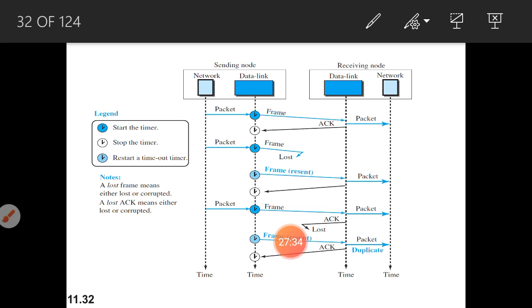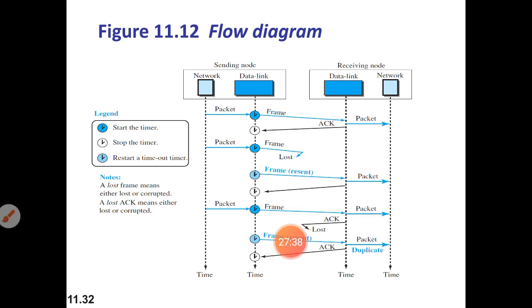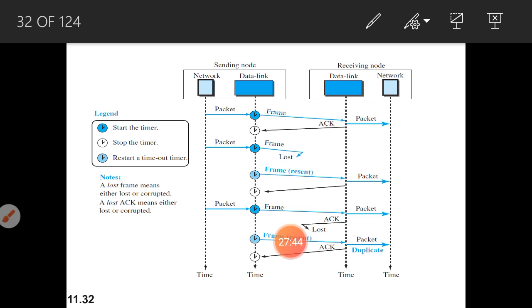So next we will discuss the flow diagram for the stop and wait protocol. Here we have the sending node and the receiving node, as we have already discussed.